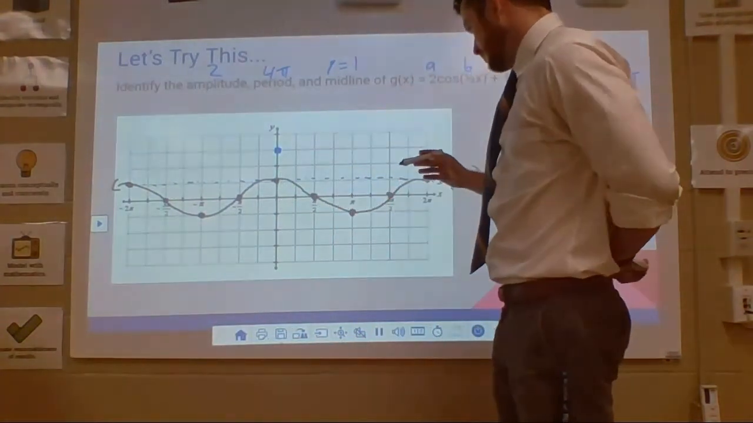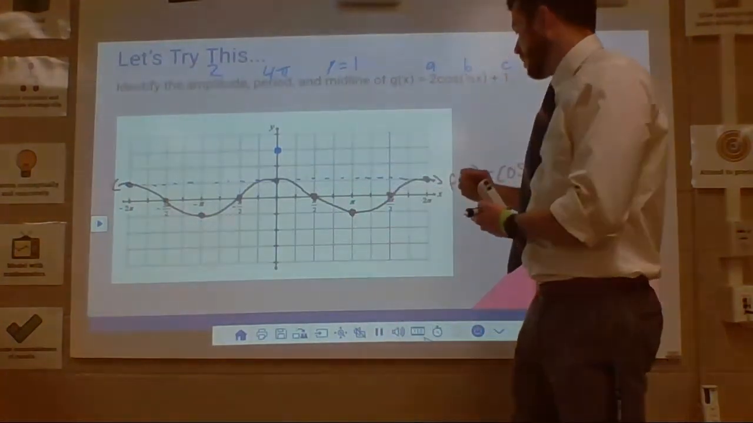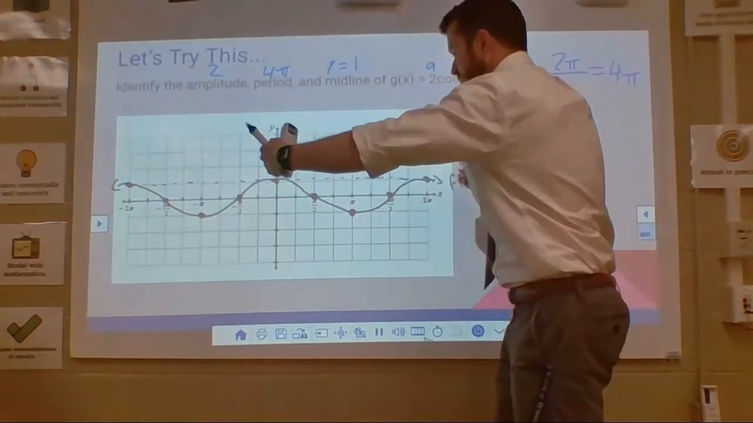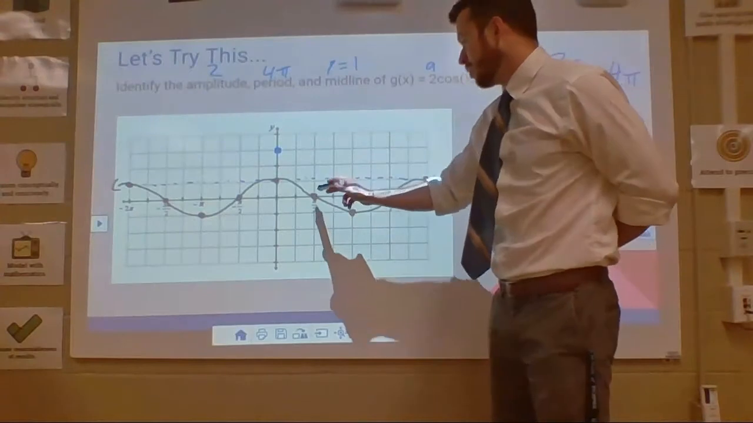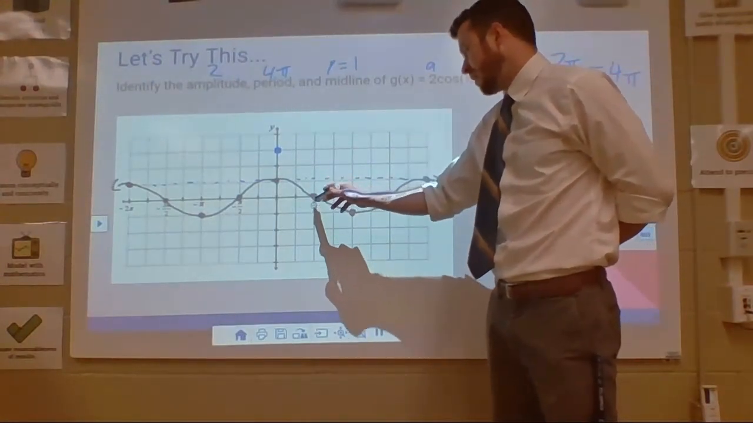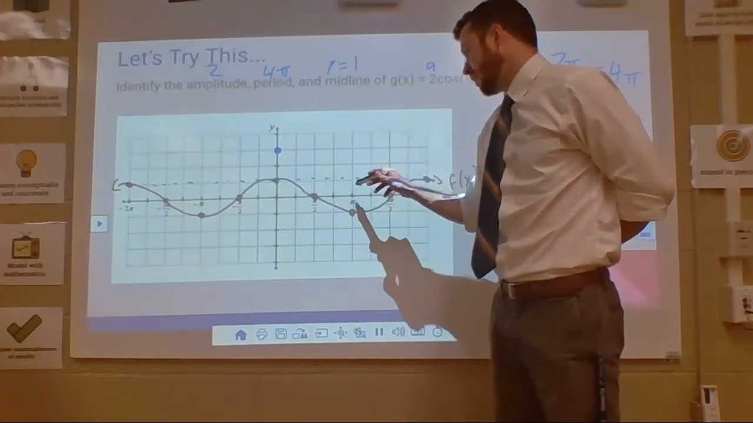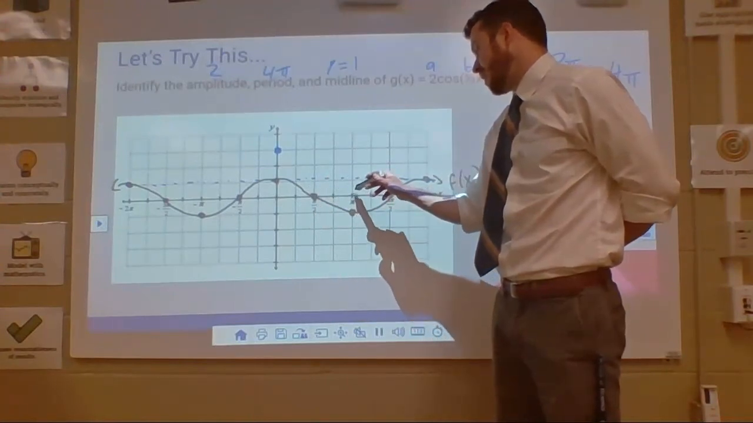So now we are stretching this out. Like I said, the period is doubling, right? So we're going to stretch it out to be twice as long, okay? So I'm going to look at these units on the parent function, and if this is pi over 2, I'm going to double that, okay? So I'm going to say pi over 2 times 2, that's going to give me pi.